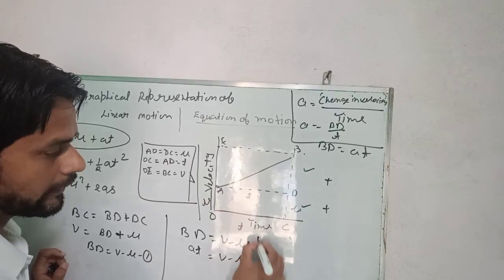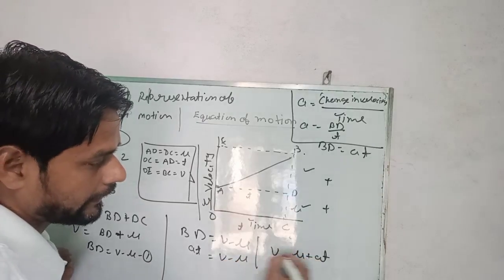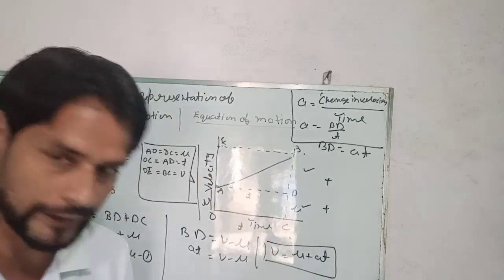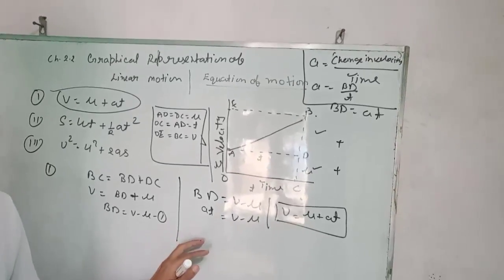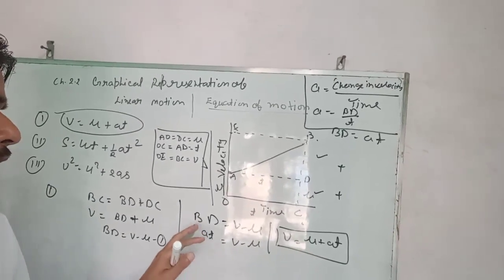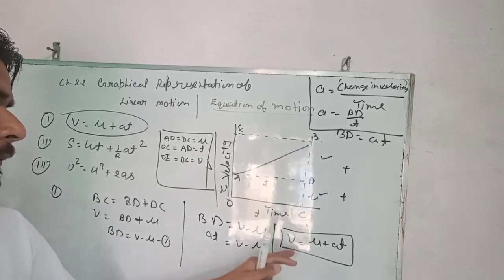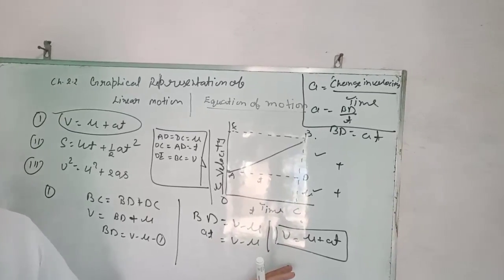So v minus u is equal to at, and v is equal to u plus at. To prove the first equation of motion, put the value of BD as at, v minus u is equal to at, transfer the u, and v is equal to u plus at, which is the first equation of motion.